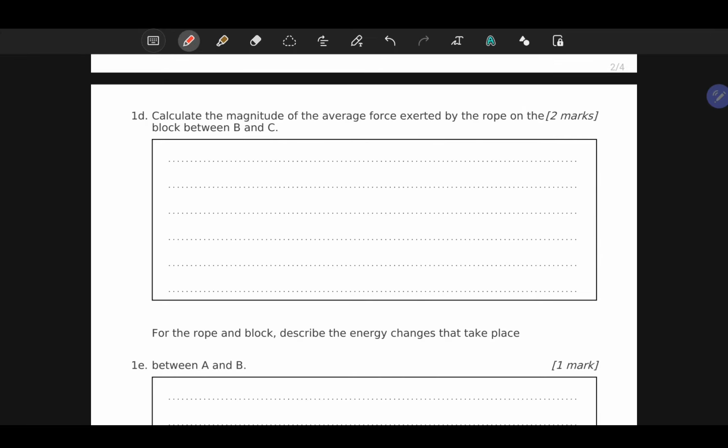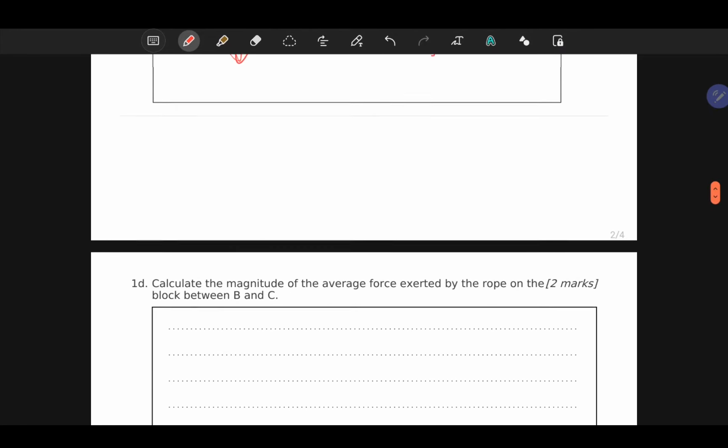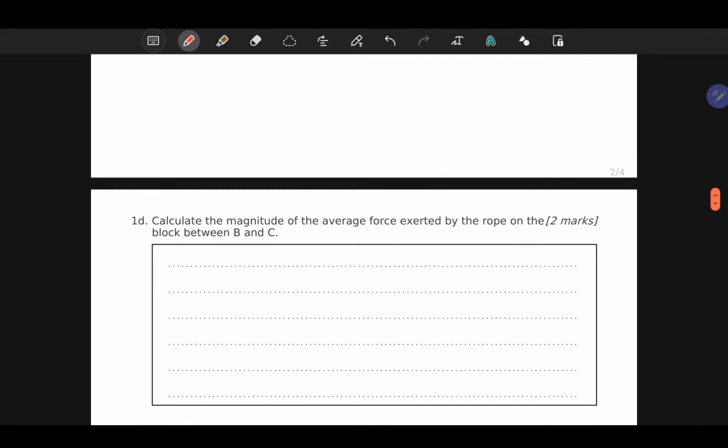Calculate the magnitude of the average force exerted by the rope on the block between B and C. Okay, so we're basically told to calculate the force exerted by the rope, which is this tension force that we talked about. We're now asked to calculate this force. So force exerted by the rope, that's what we need to find.